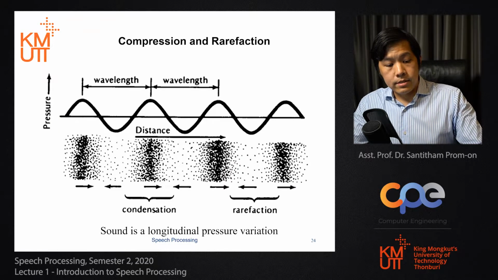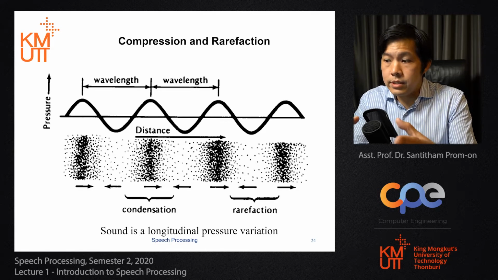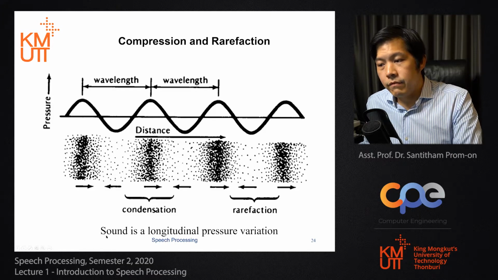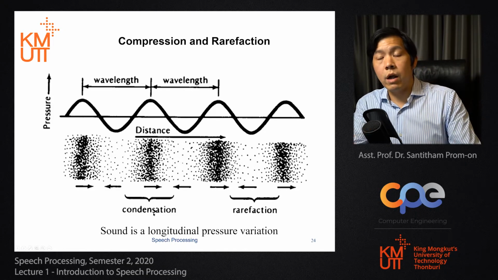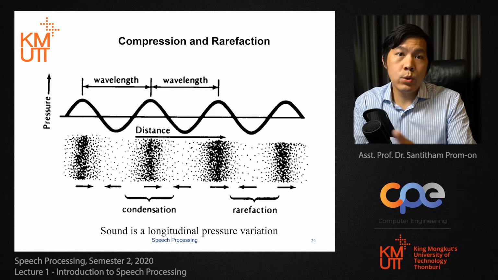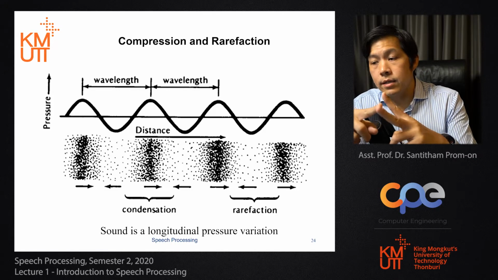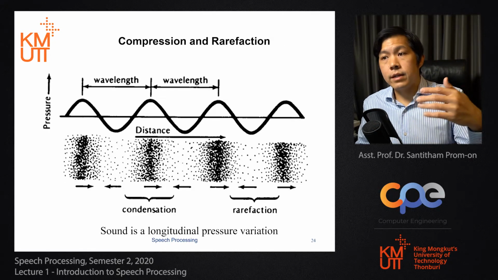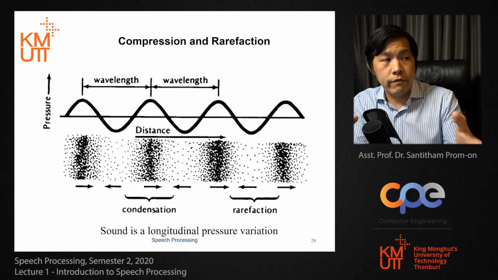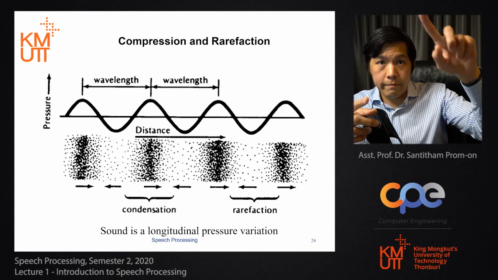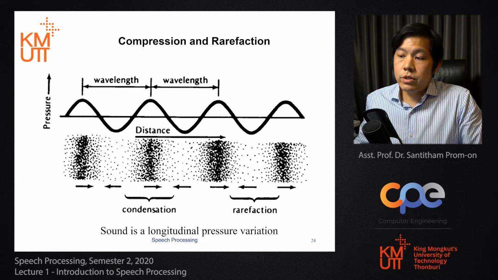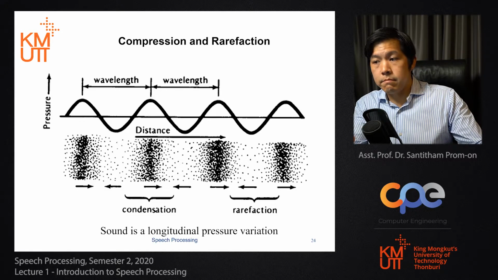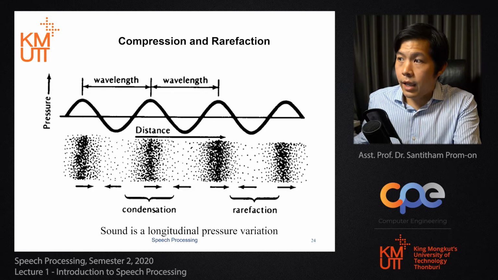So in physics, what is sound, right? Sound is known as a longitudinal pressure variation. If you think about waves traveling through space, there are two types of wave: the transverse wave and the longitudinal wave. The transverse wave is like the wave in the ocean that you see rising up and down, right? And the longitudinal wave conveys through space by means of condensation and rarefaction.